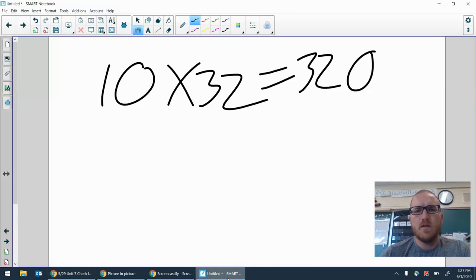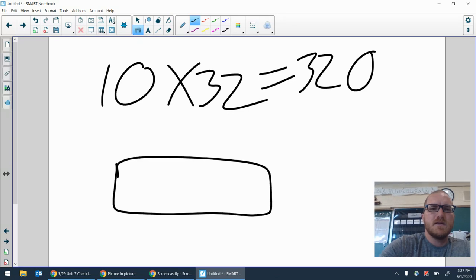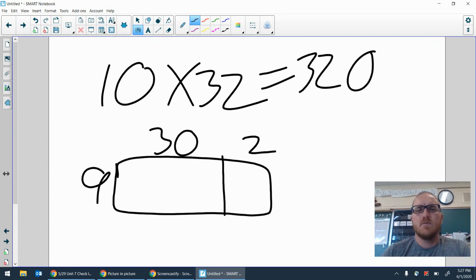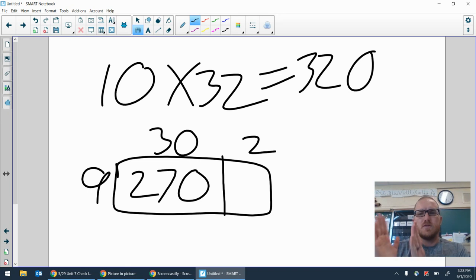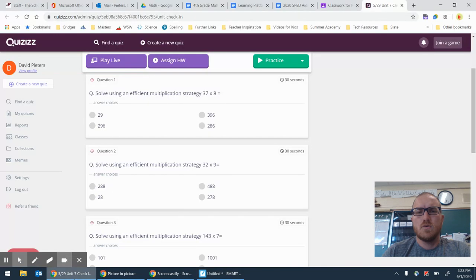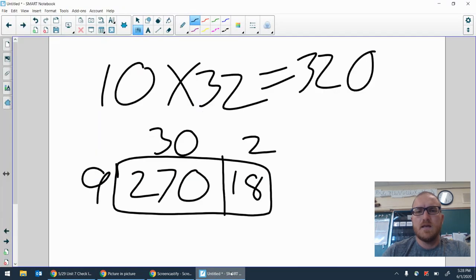And once again, I'd probably use my strategy here again and do 30 and 2, times 9. So once again, 9 times 30. On this one, if you weren't sure, you could do times 10 and then go down a set. But 9 times 3 was 27, and so I know that it has to be 270 because I moved the 27 over and then filled that spot with a 0. And then 9 times 2 is simply 18. Put it together. We get 288.